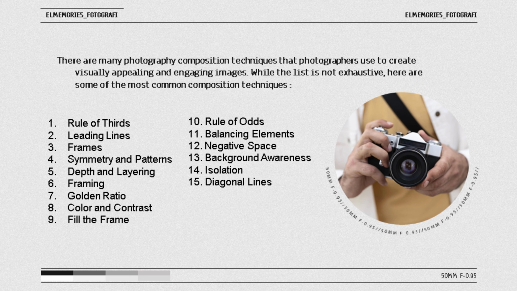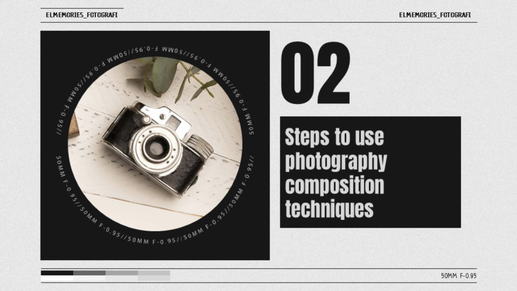Nine is fill the frame. 10 is rule of odds. 11 is balancing elements. 12 is negative space. 13 is background awareness. 14 is isolation. 15 is diagonal lines. Second, steps to use photography composition techniques.